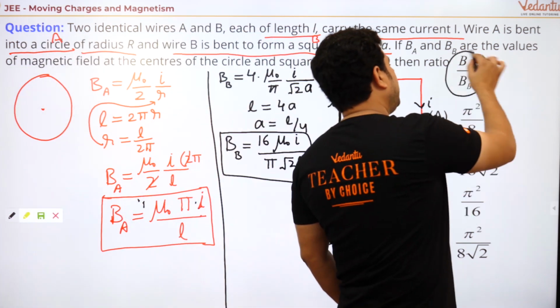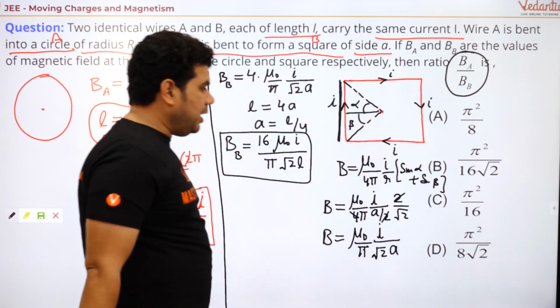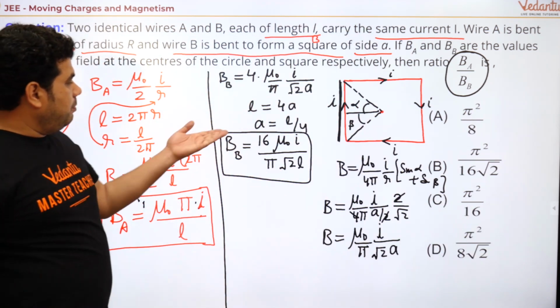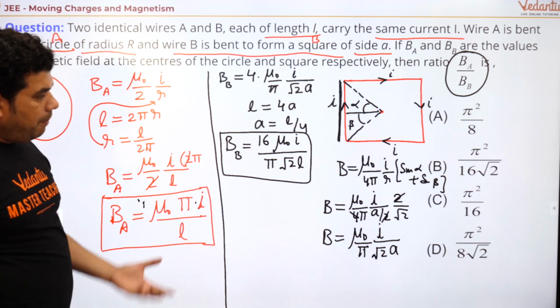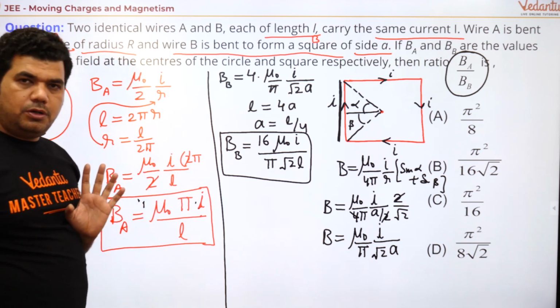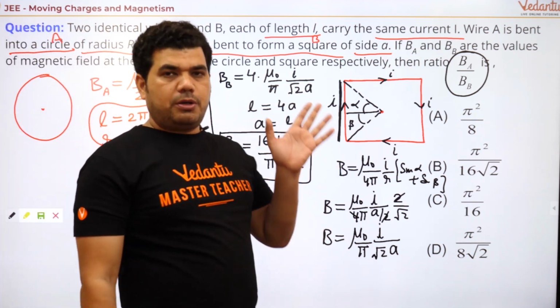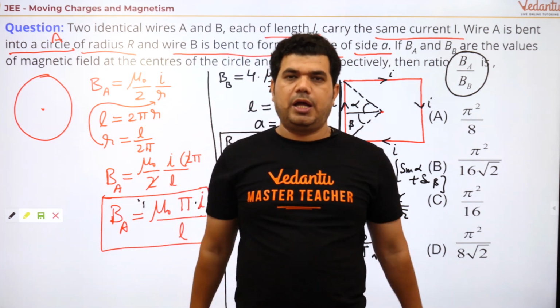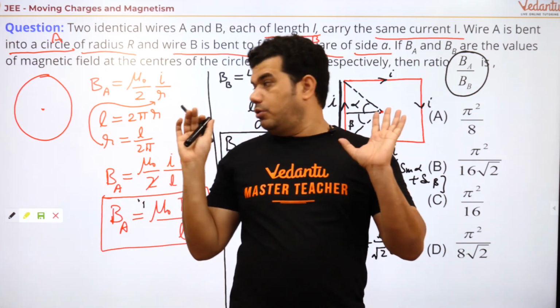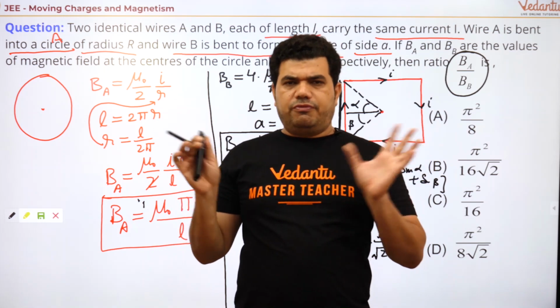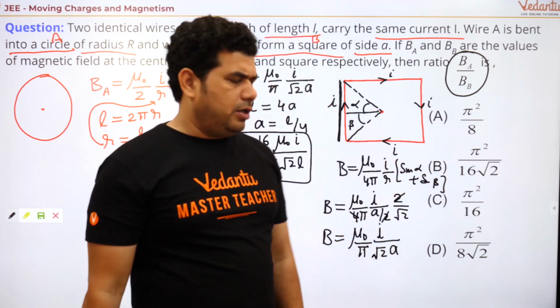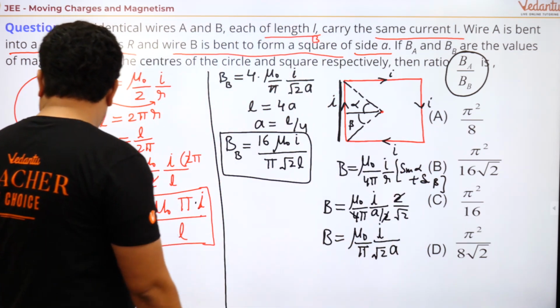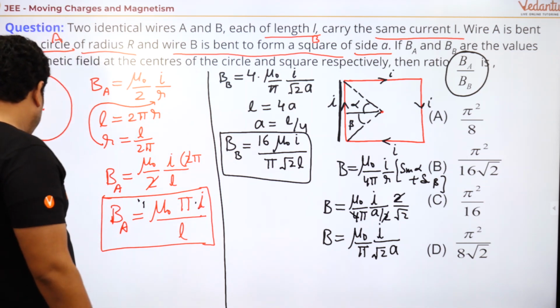Just we have to find BA upon BB. So BA upon BB, when we put the value, we get the answer pi square by something. Okay? बाकी कैलकुलेशन हम आप पे छोड़ रहे हैं, आपको जस्ट रेशियो निकालना है. मेन कंसेप्ट आई टोल्ड हियर एंड रेस्ट ऑफ द कैलकुलेशन यू कैन डू. वी शुड सेव द टाइम.